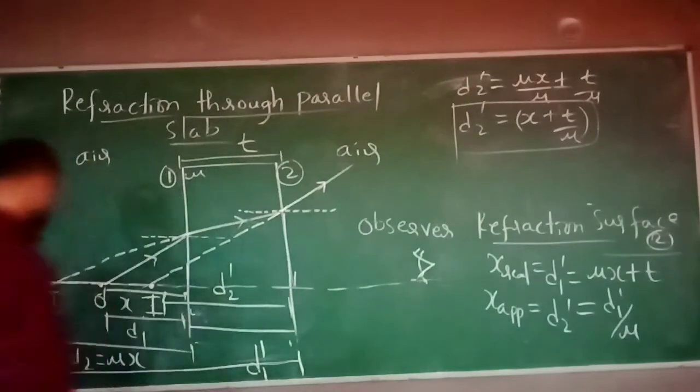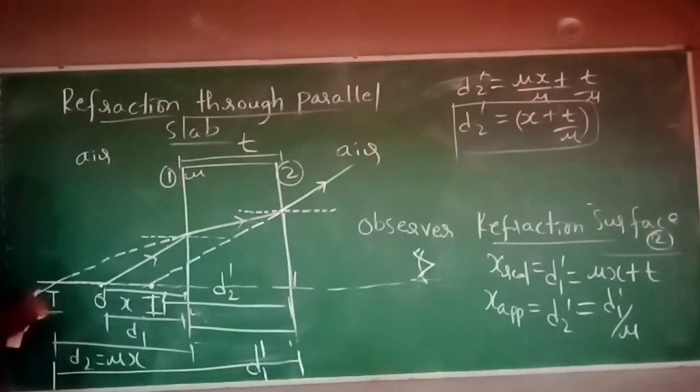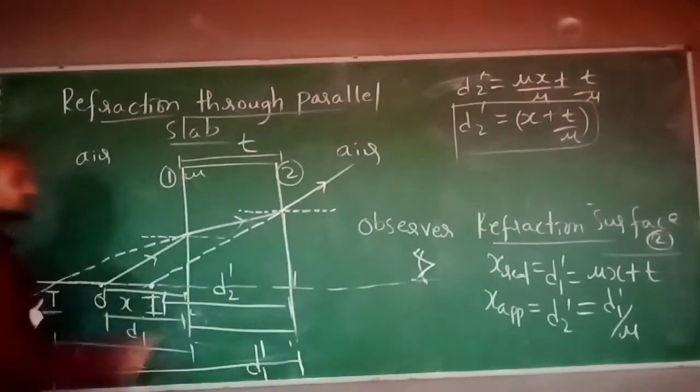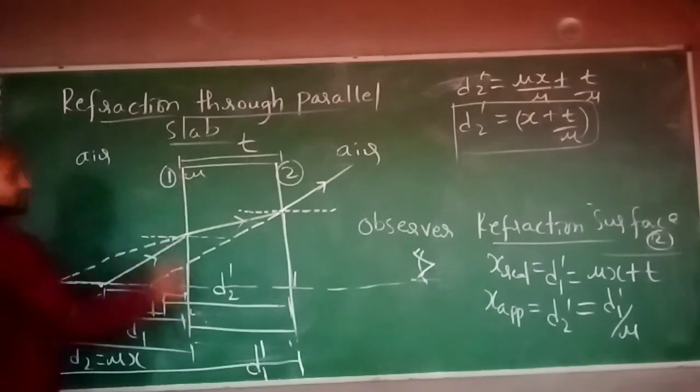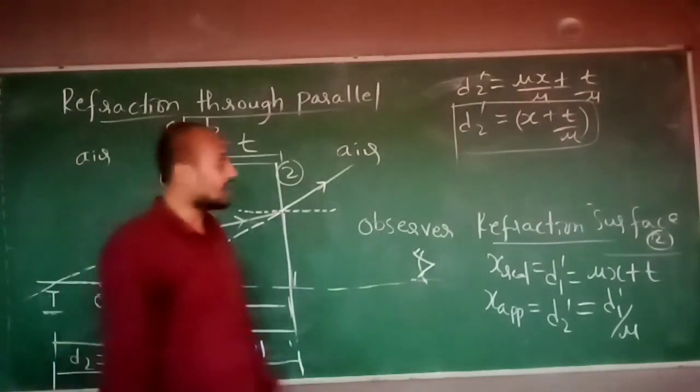What is d2 dash? d2 dash is the distance of the eye from the second surface. This will act like an object for the second surface. It will act like an image for the first surface. Got it now? It will act like an image.